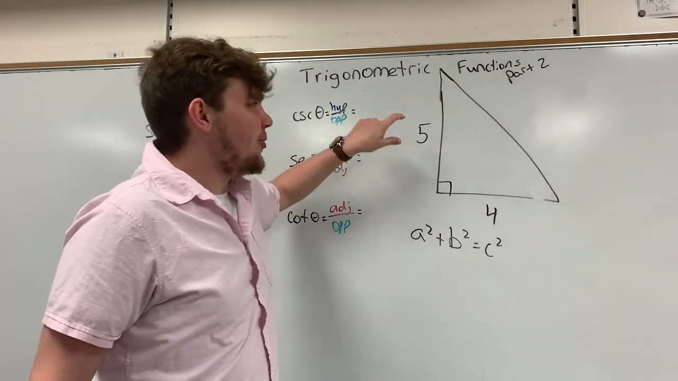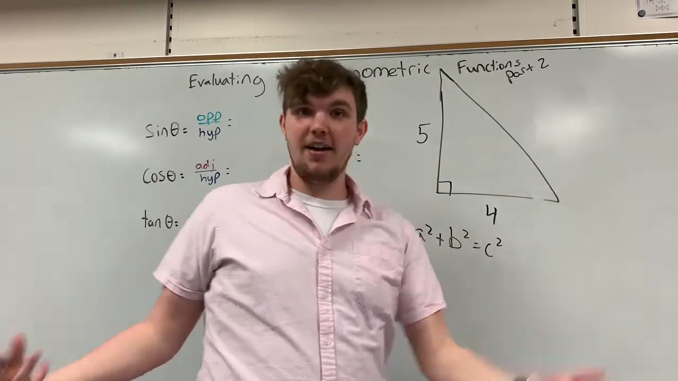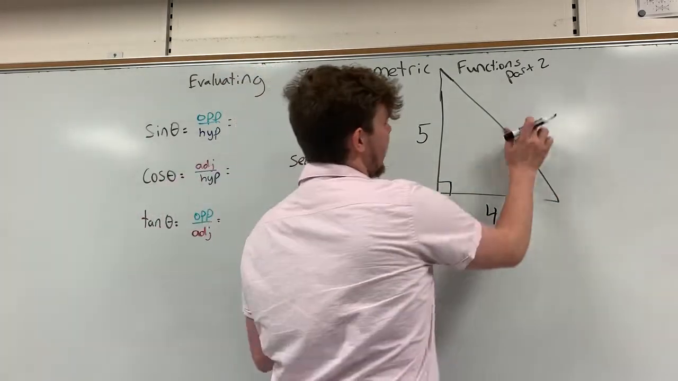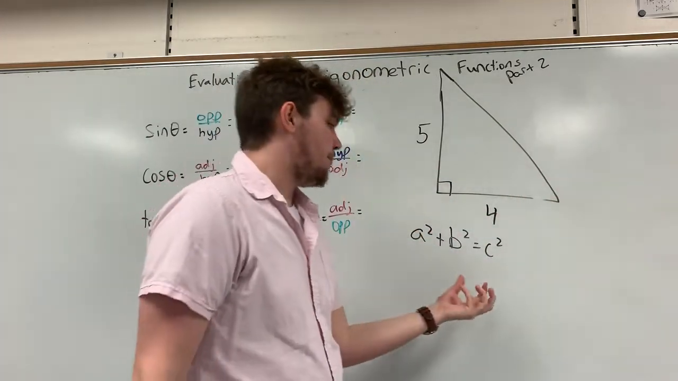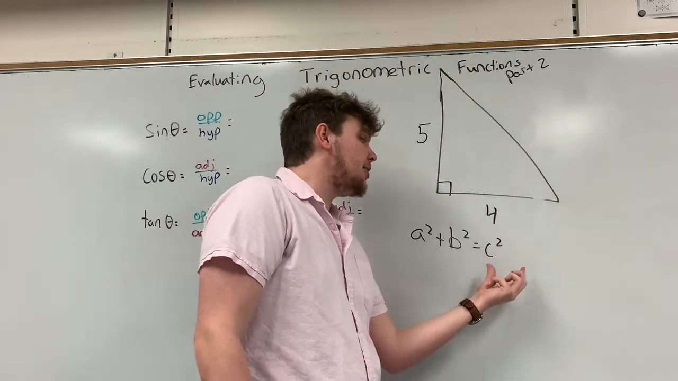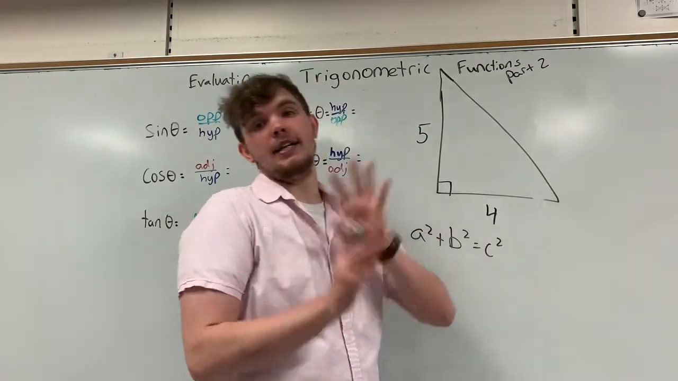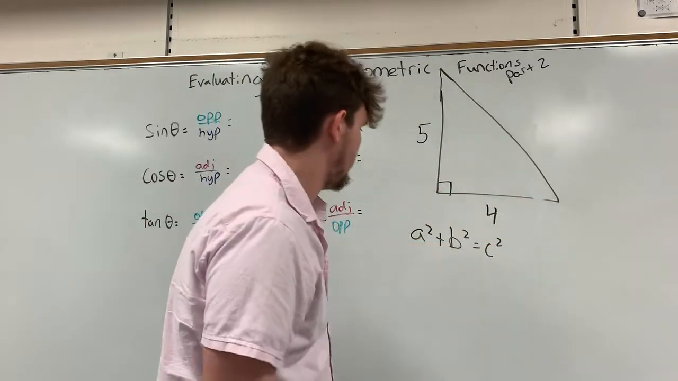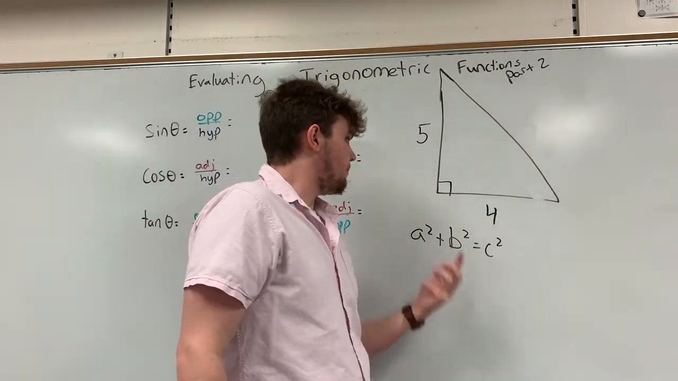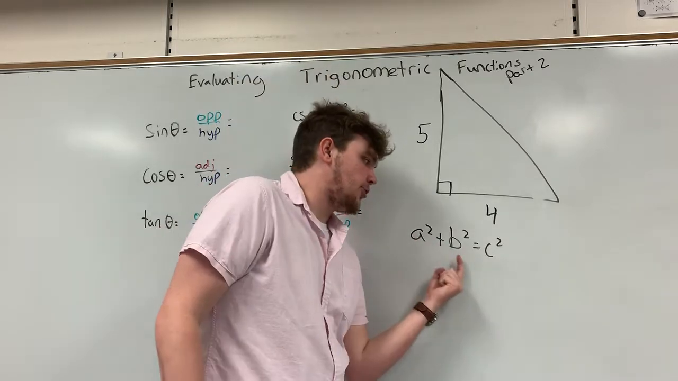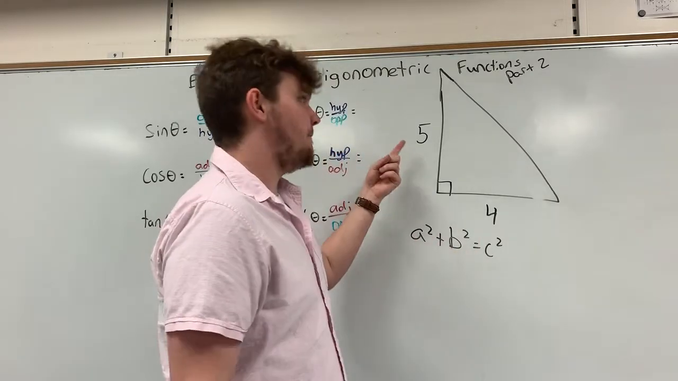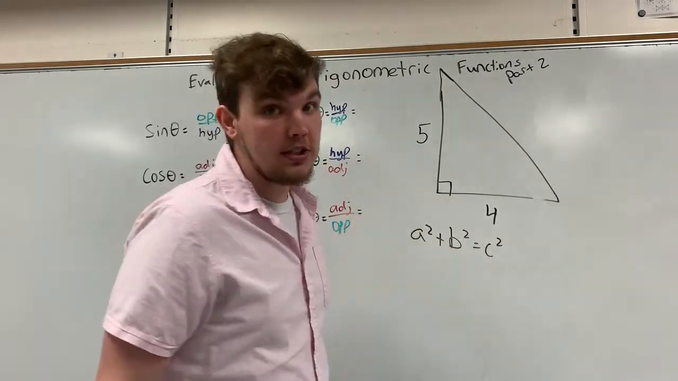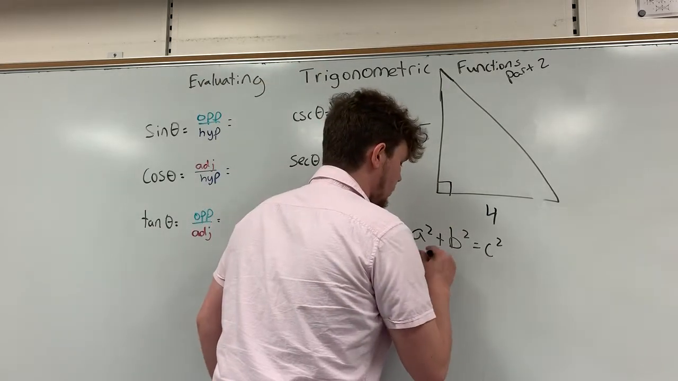It doesn't matter which one is a or b, as long as we're trying to find the hypotenuse. That's all that's important in this formula, that the hypotenuse is on the right side by itself. It has to be all the time, okay? The hypotenuse is like an introvert. All right, so a squared plus b squared equals c squared, more like 5 squared plus 4 squared equals c squared.